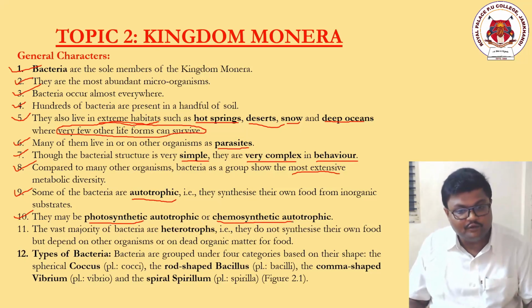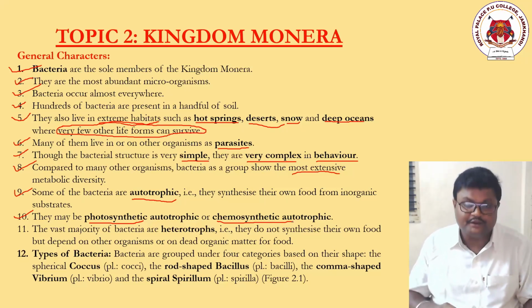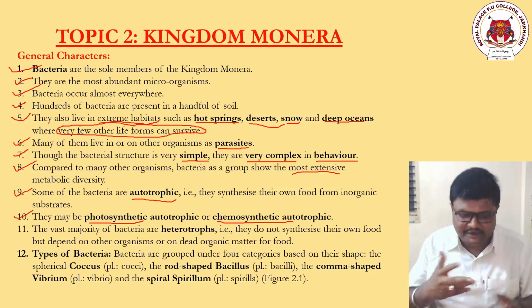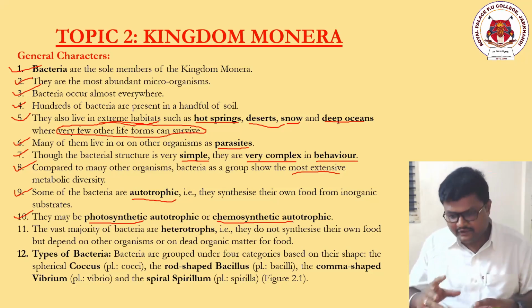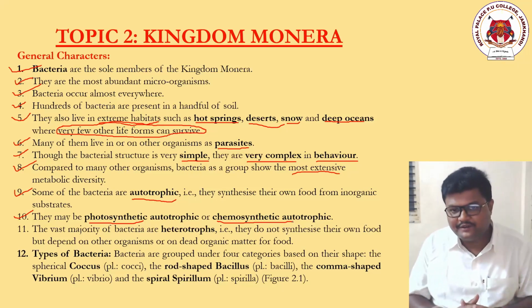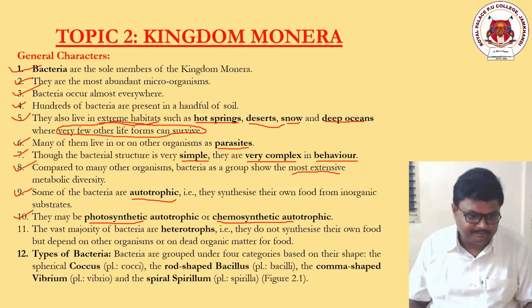Sir, what is the meaning of photosynthetic and chemosynthetic? I already told you in my previous video. Photosynthetic: utilization of the sun as a source of energy and converting that into a source of food. Photosynthesis, right? Utilizing the sunlight and preparing the food. Chemosynthetic: conversion of inorganic carbon compounds into sources of food. That is chemosynthetic autotrophic. But whatever it may be, these are heterotrophic in nature and these are autotrophic in nature. Both types of organisms we can find in case of bacteria.